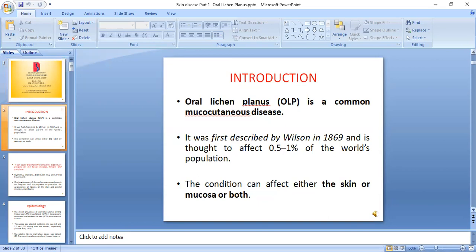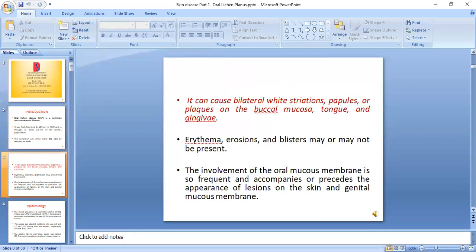First, coming to the introduction. It is a common mucocutaneous disease. Mucocutaneous means involving the skin and the oral mucous membrane. It was first described by Wilson in 1869, and about 0.5 to 1% of the world's population is affected by oral lichen planus. The condition can affect either the skin or mucosa, or in some cases, both can be affected. It is commonly seen bilaterally.